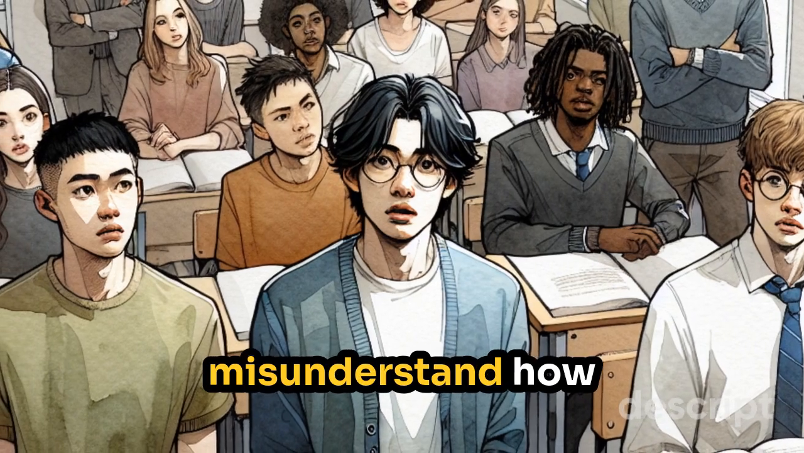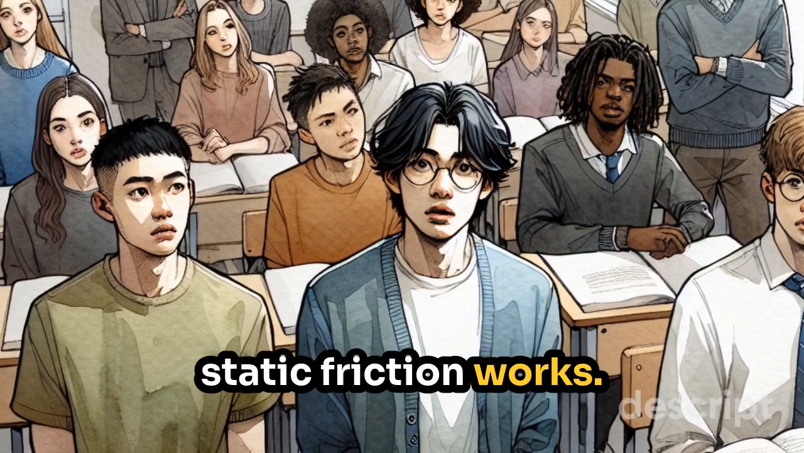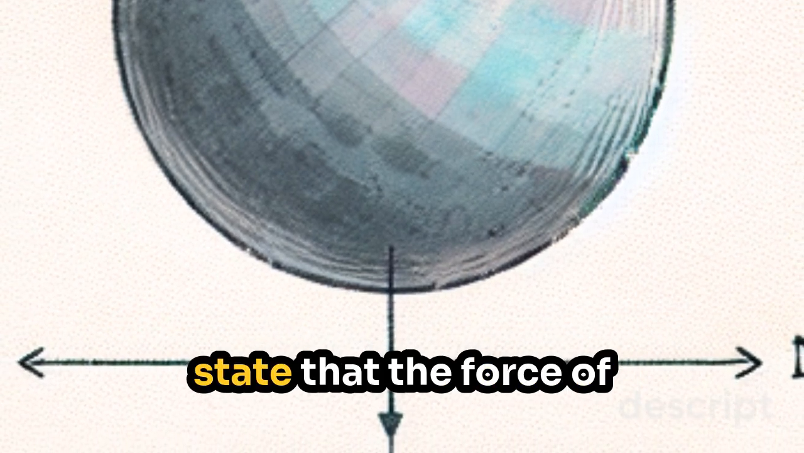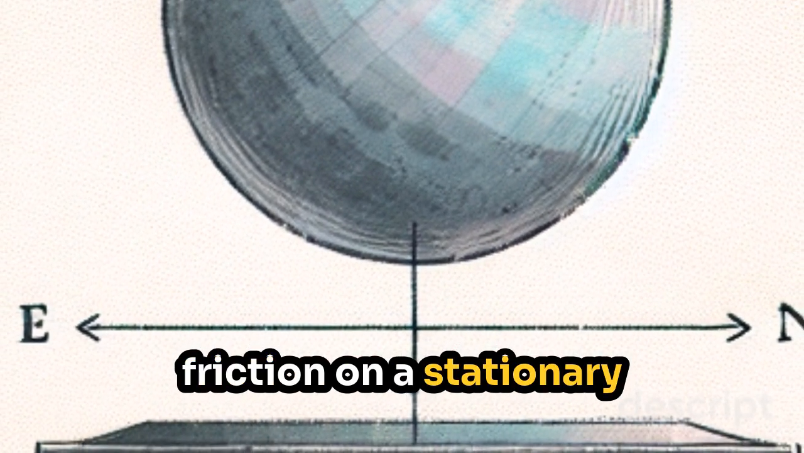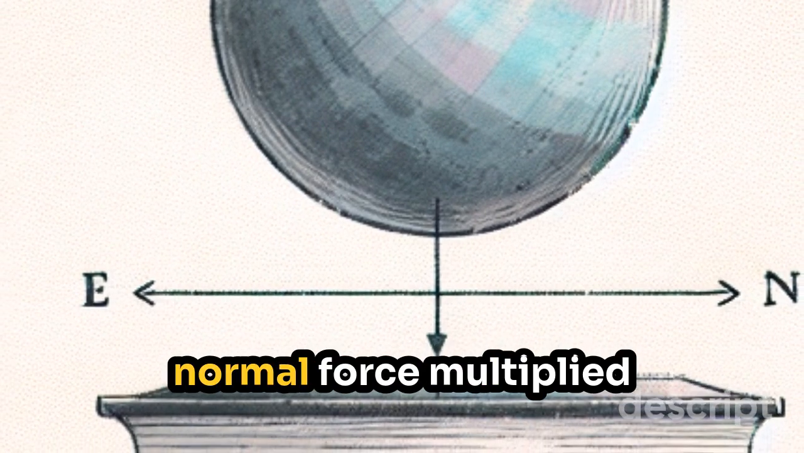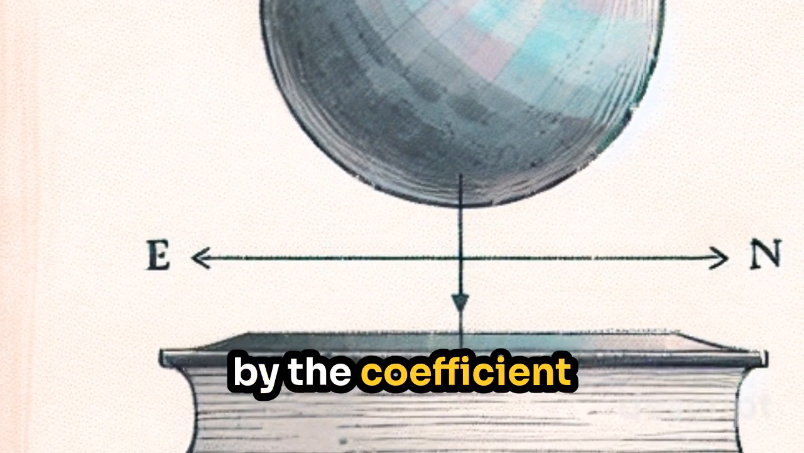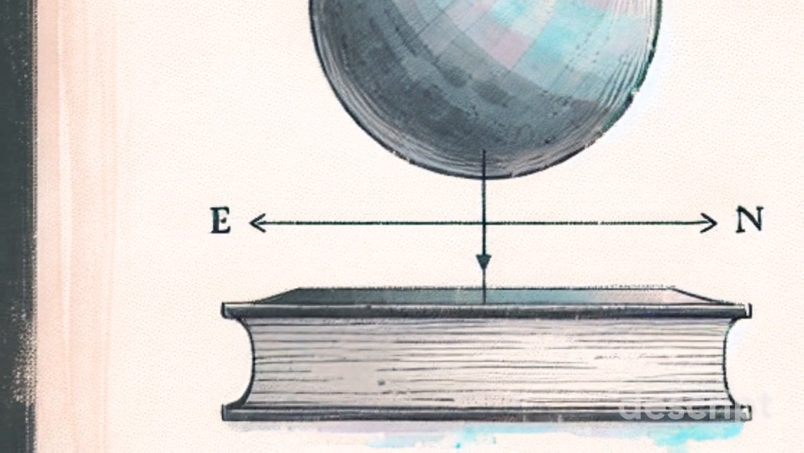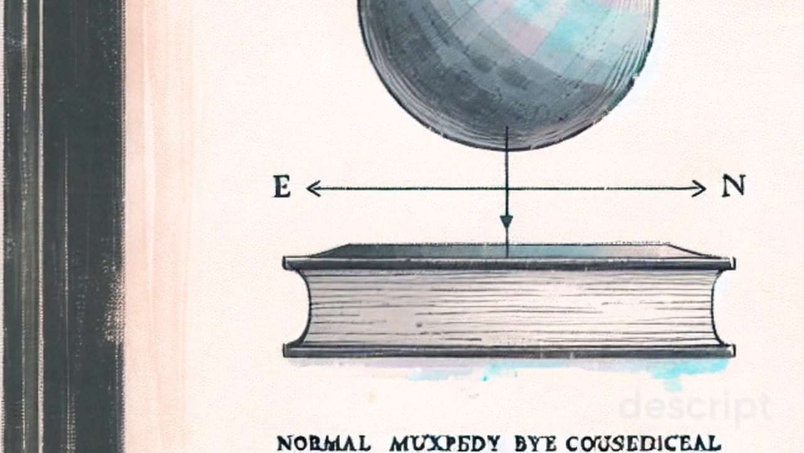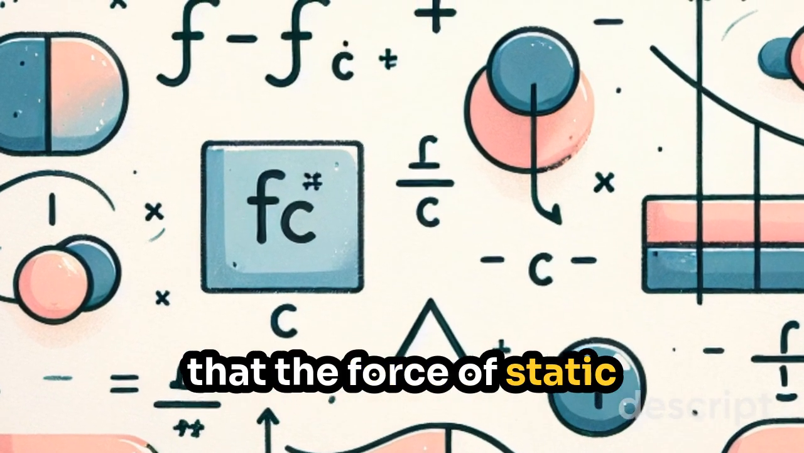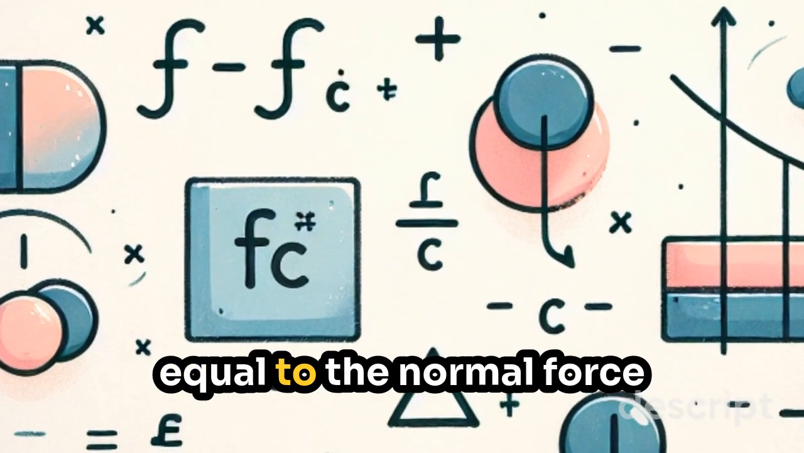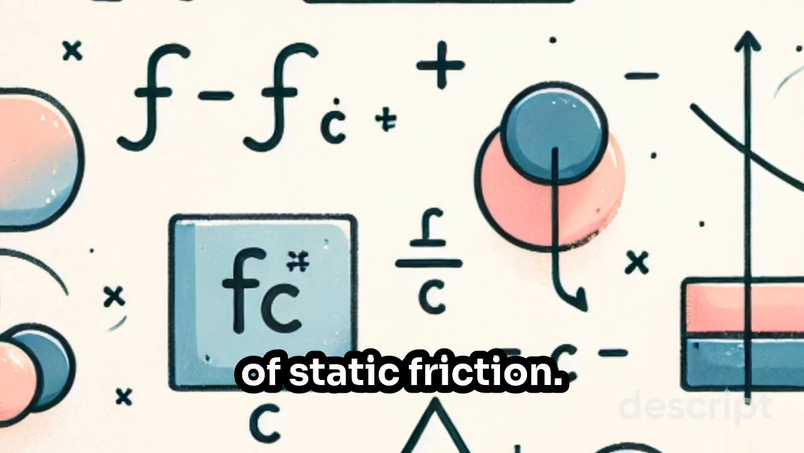Many students misunderstand how static friction works. A lot of textbooks state that the force of friction on a stationary object is equal to the normal force multiplied by the coefficient of static friction. But that's not quite right. The correct equation is that the force of static friction is less than or equal to the normal force times the coefficient of static friction.